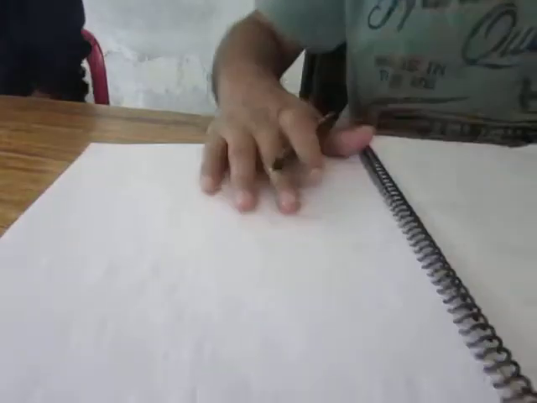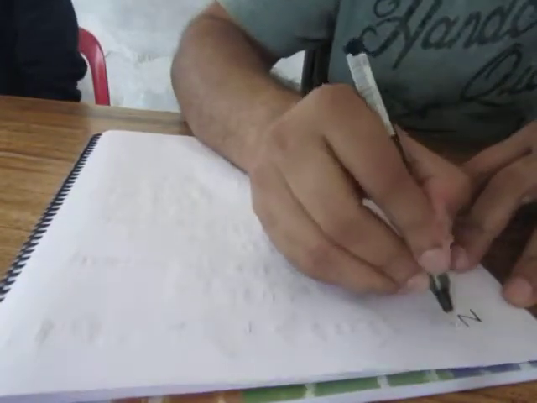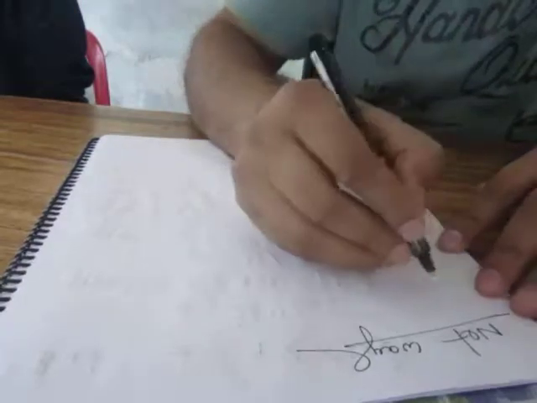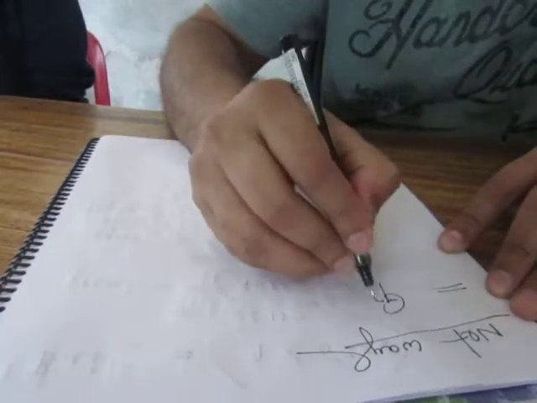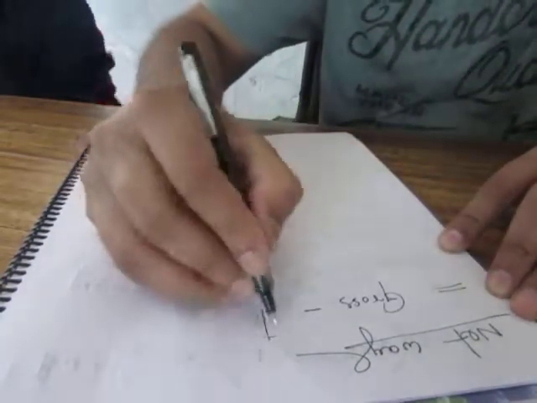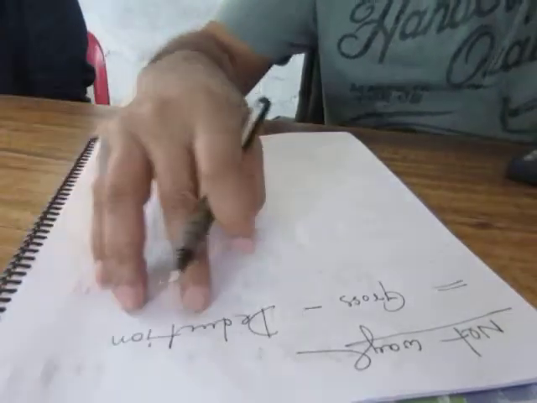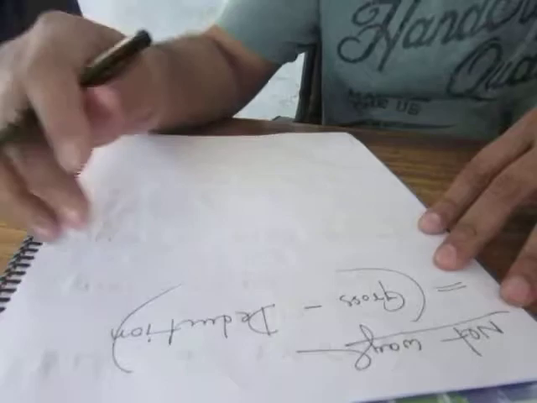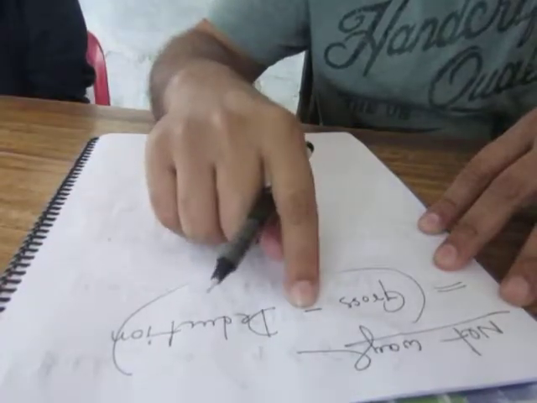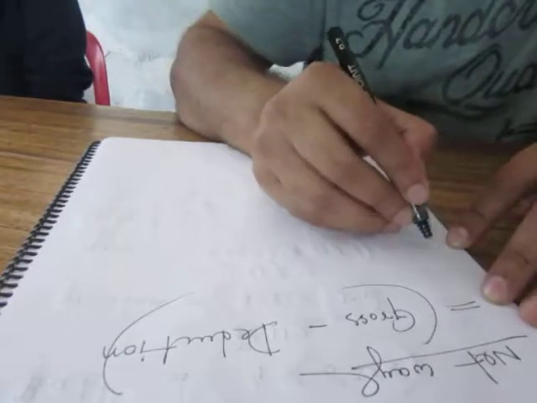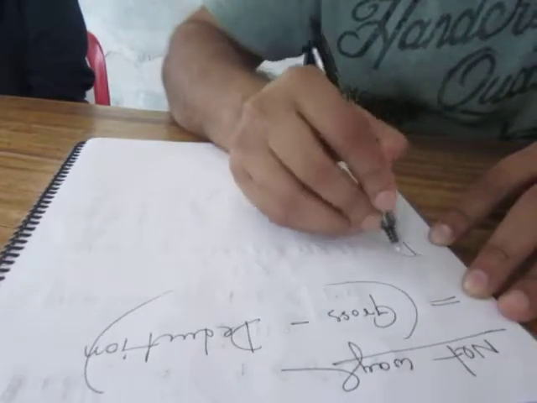Then the requirement is net wage. Net wage will be gross minus the deduction. After deducting the deduction, the amount handed over will be net. So you can find out that. Okay, then you have to find out the direct labor cost.